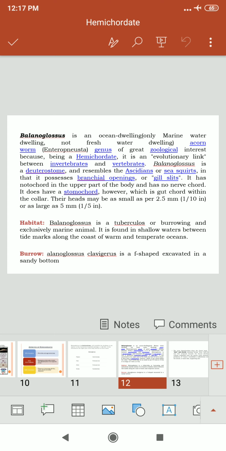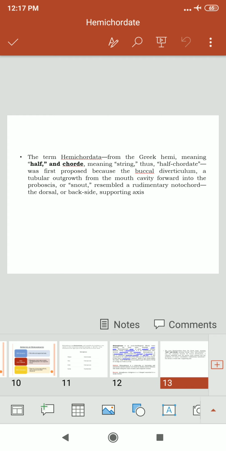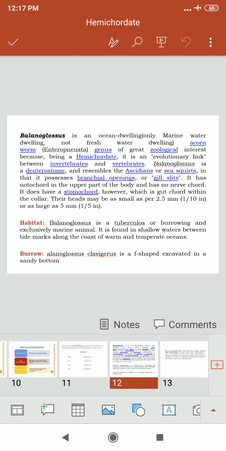The burrow of Balanoglossus clavigerus is a U shape excavated in a sandy bottom. The term Hemichordata is from the Greek word for half chordates, as you know very well. The scientific name of this Balanoglossus is Balanoglossus carnosus. In taxonomy navigation, Balanoglossus is a terminal leaf node, the common name is acorn worm, and it belongs to the hemichordata.